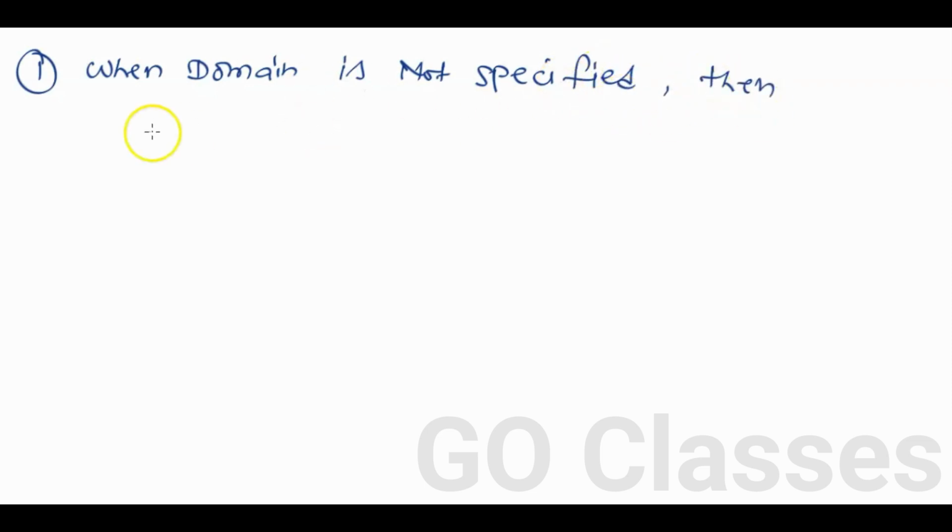So this is the first point that we should note. When the domain of some first order logic expression is not specified, it means the domain contains everything. When the domain is not specified, then the domain contains everything.